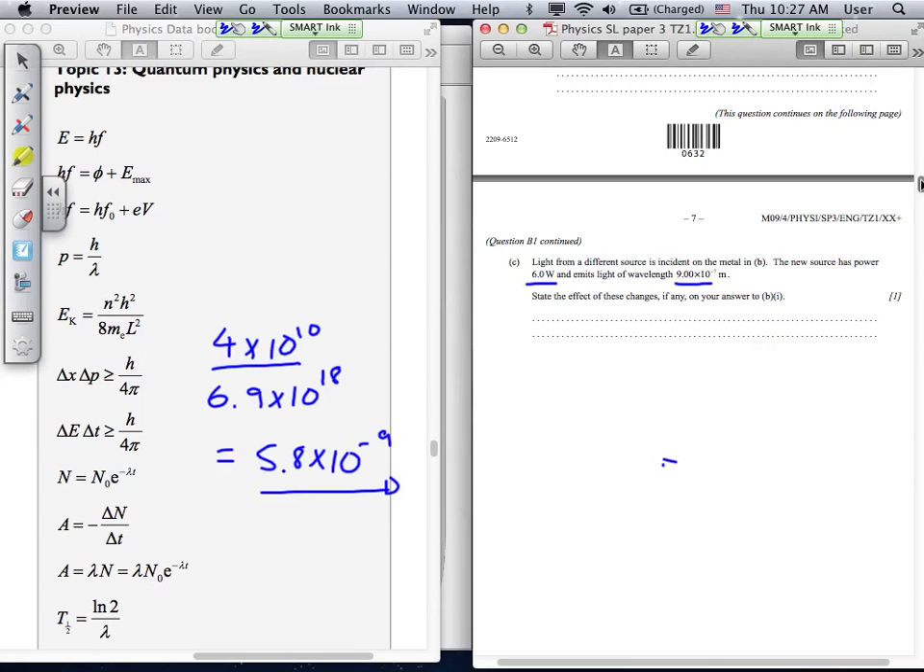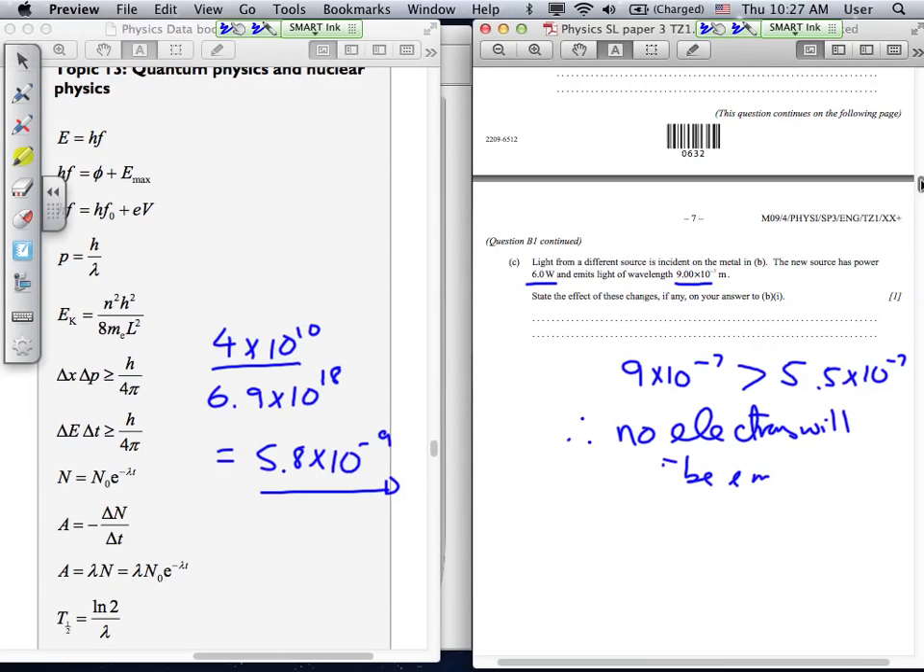Well, because this is 9 times 10 to the negative 7, and it's greater than the 5.5 times 10 to the negative 7, which was your threshold wavelength, therefore no electrons will be emitted. It would not give the required energy for the work function.